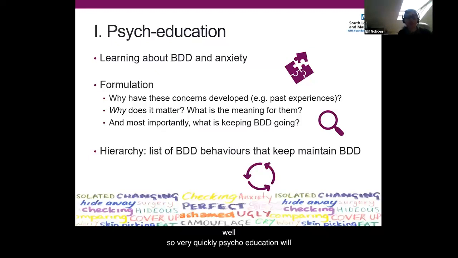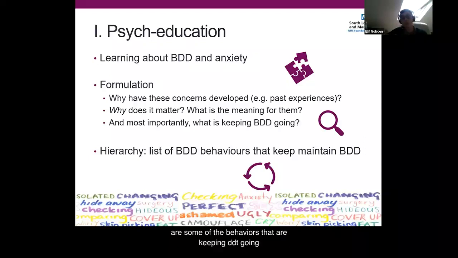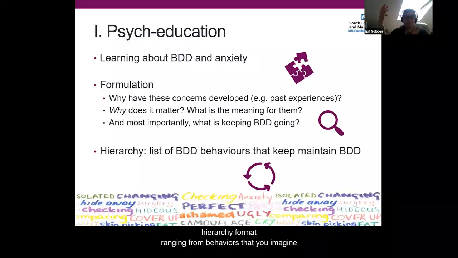So very quickly, psychoeducation will involve learning about BDD and anxiety, and how anxiety can present itself in BDD. We formulate a maintenance cycle of BDD and really try to understand what some of the beliefs are in this process and how life experiences may have contributed to this. And most importantly, thinking about what some of the triggers are and what some of the behaviors are that are keeping BDD going. We then move on to listing some of those behaviors in a hierarchy format, ranging from behaviors that you can't imagine quite stopping at the moment versus behaviors that might be a starting point to start challenging BDD with.